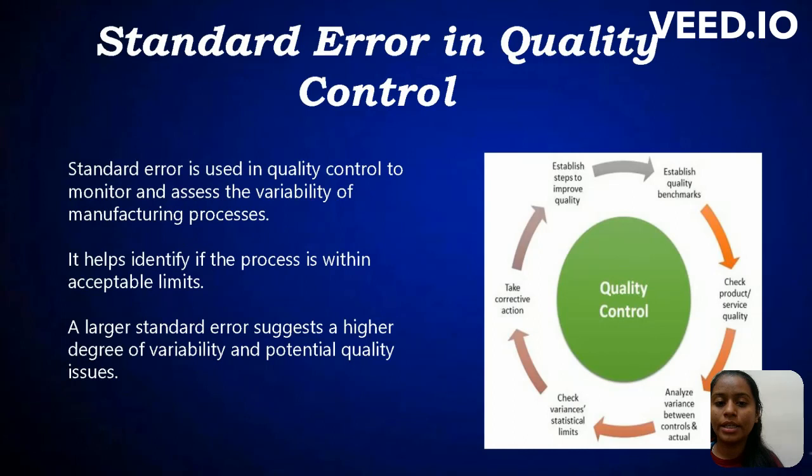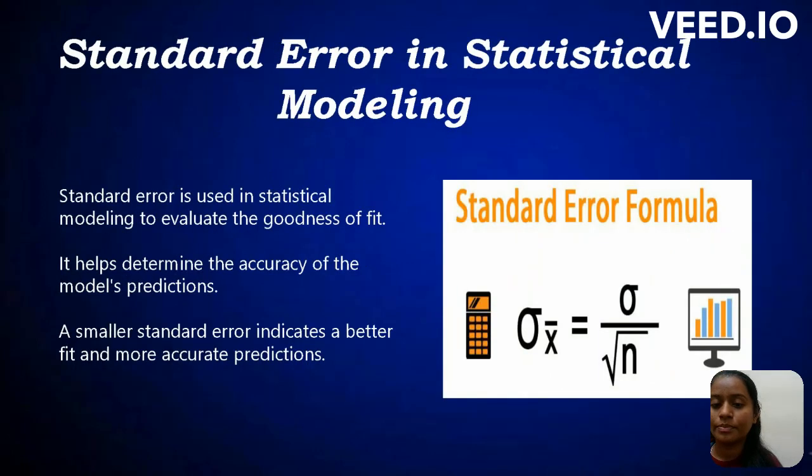Standard error in quality control. The standard error is used in quality control to monitor and assess the variability of the manufacturing process. It helps identify if the process is within acceptable limits. A larger standard error suggests a higher degree of variability and potential quality issues.